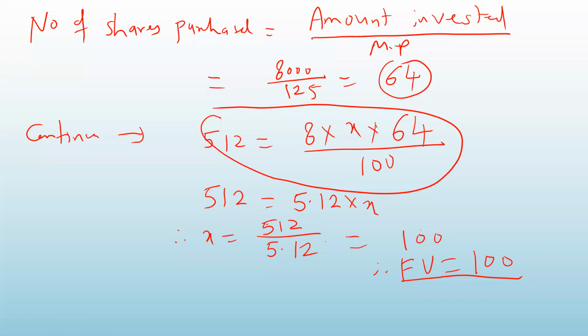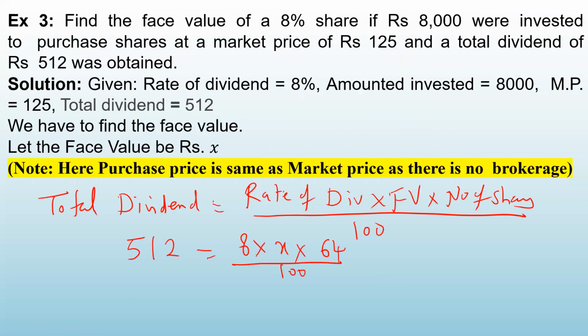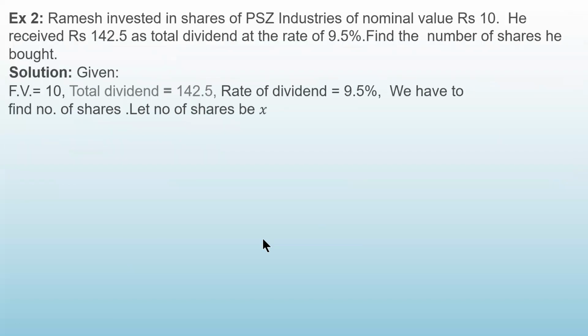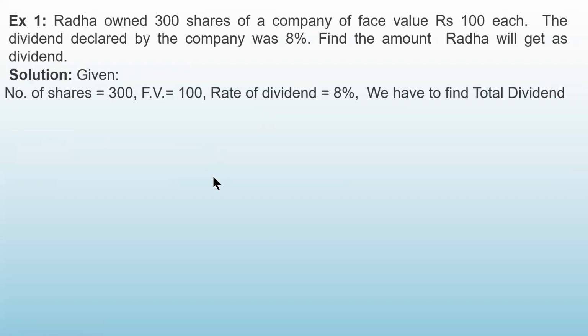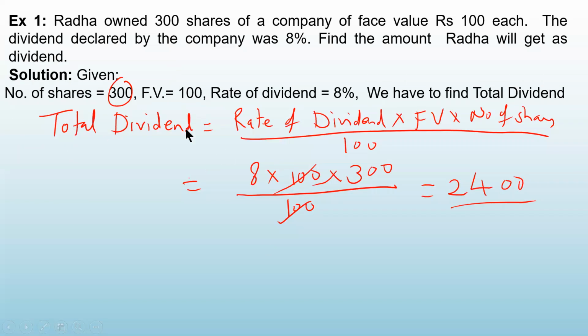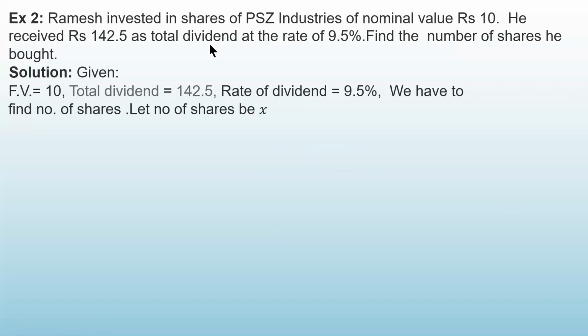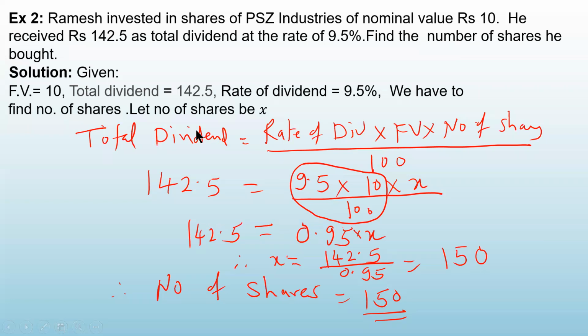So you can see that we have solved 3 problems so far. In the first problem, you have calculated total dividend. You were given rate of dividend, face value, and number of shares, and you have found out total dividend. In the second problem, you were given total dividend, rate of dividend, and face value, and you have calculated number of shares.